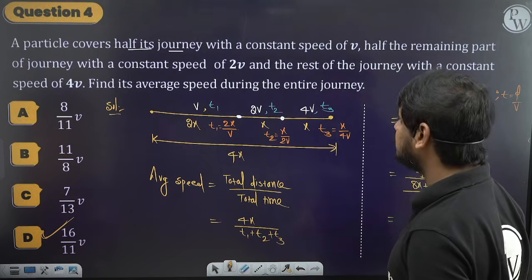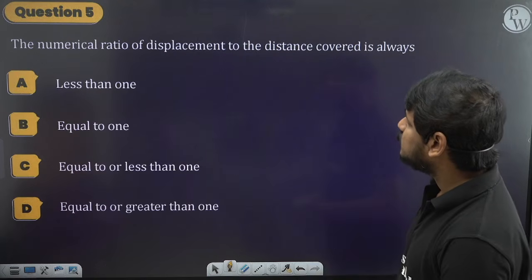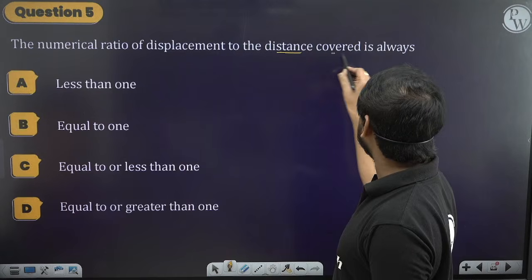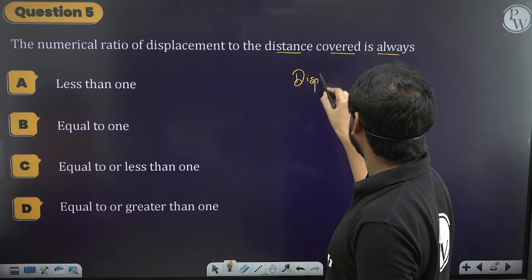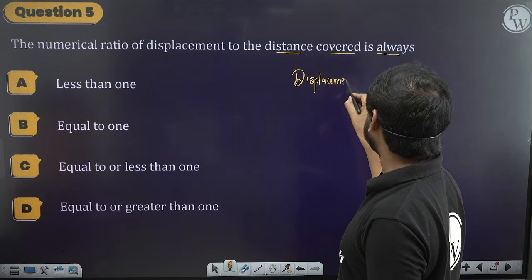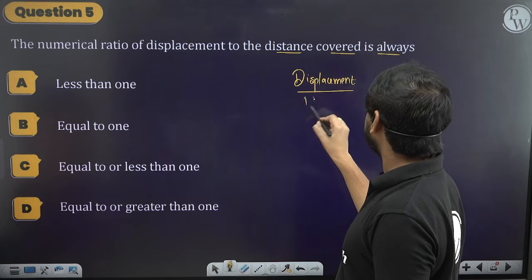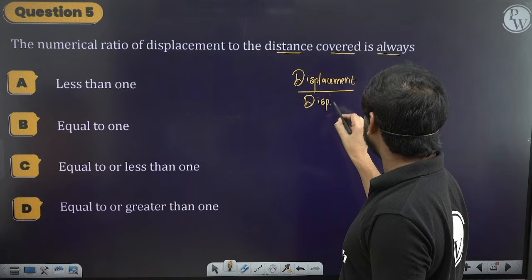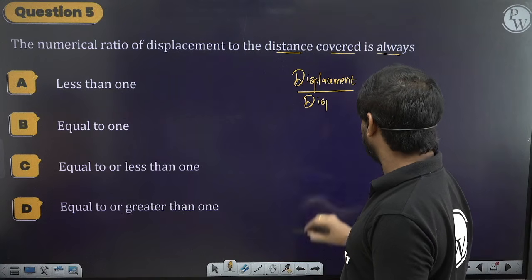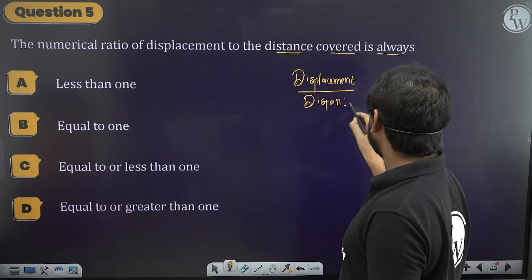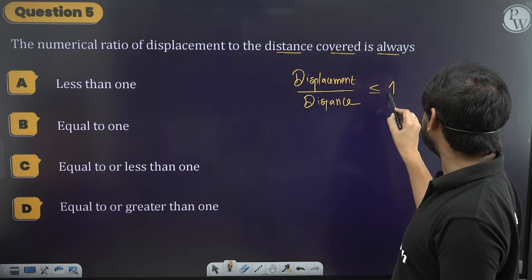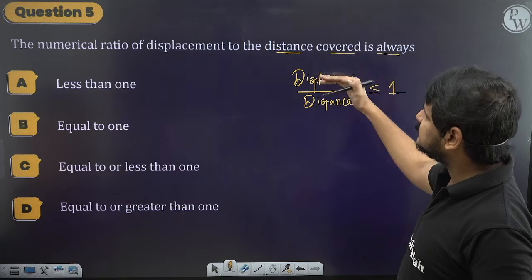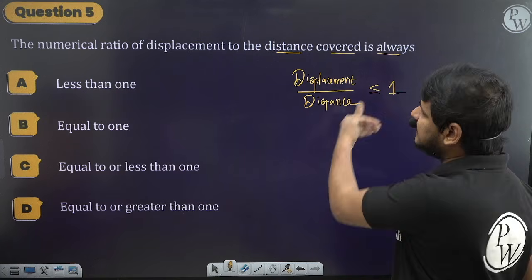So let's move further. The numerical ratio of displacement to the distance covered. So what are they asking? The displacement by distance. See, displacement either equals the distance or is less than the distance. So this will always be less than or equal to 1. If they ask the distance to displacement ratio, it will be greater than 1.